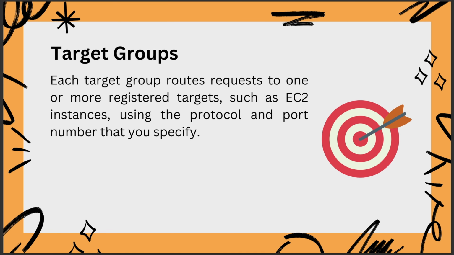Heading over to target groups. Each target group routes requests to one or more registered targets, such as an EC2 instance, using the protocol and port number that you specify.